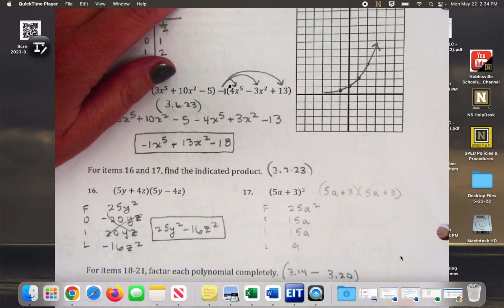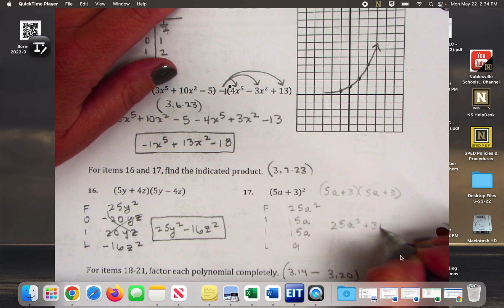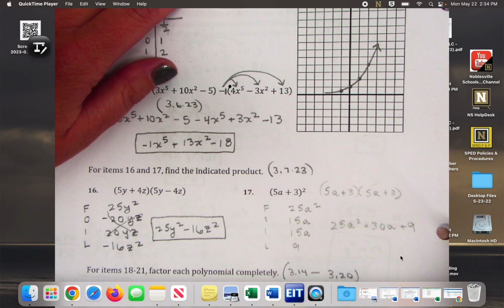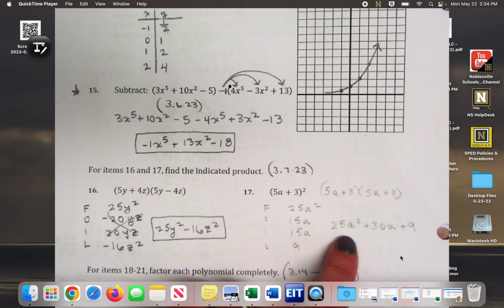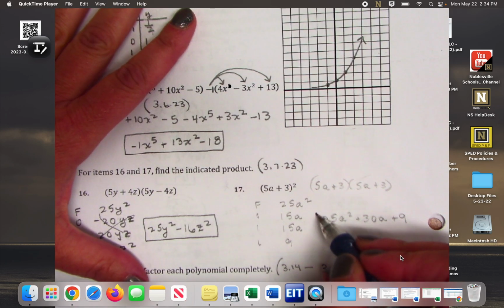Yes? Could you have an exponent to an exponent? Sure. But that's not relevant right now. Okay, so here would be your answer: 25a squared plus 30a plus the 9.